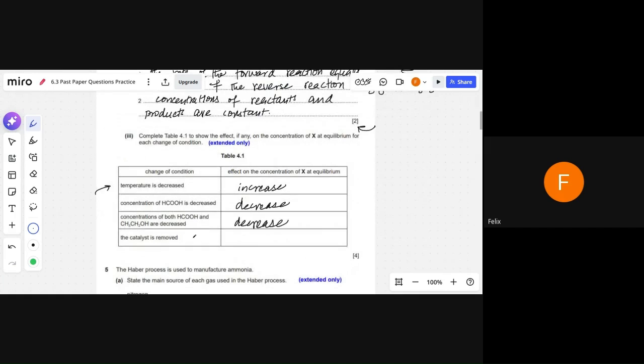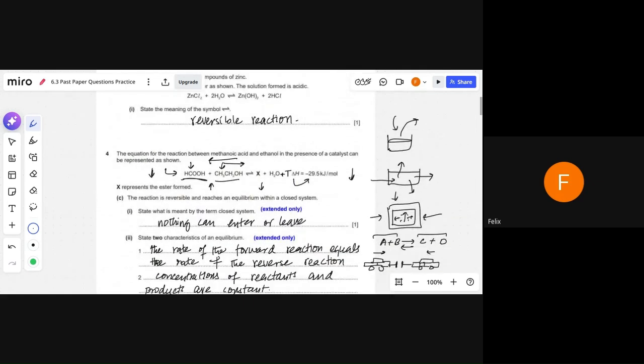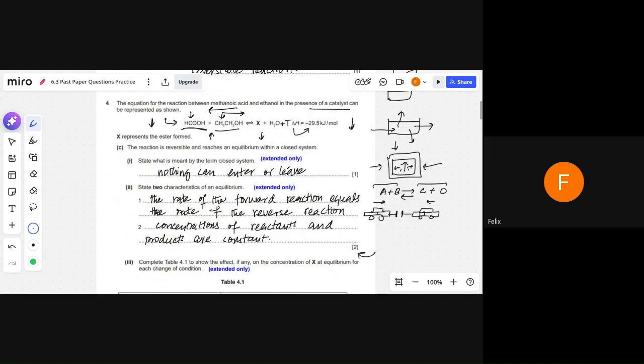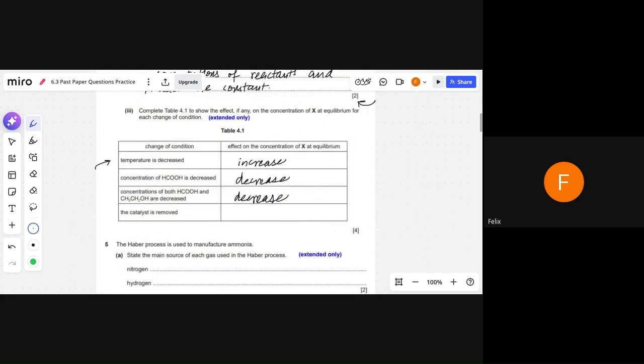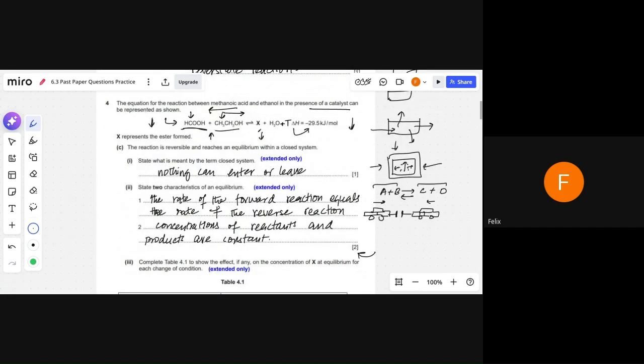Finally, if a catalyst is removed, there will be no effect on the concentration of X, because a catalyst affects the forward reaction and the reverse reaction in the same way. So the reaction doesn't shift anywhere, and you will write no effect. The only effect of removing a catalyst will be that X will be produced more slowly.